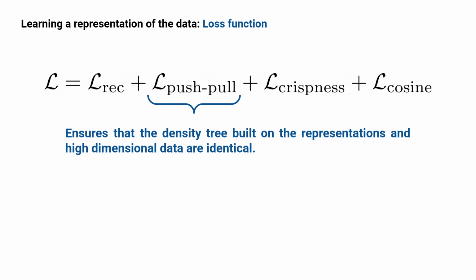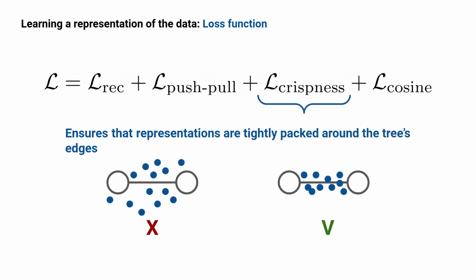The push-pull loss is the core of the method. It ensures that the density tree built on the representations and high-dimensional data are identical. We will detail a bit further how exactly we achieve this.